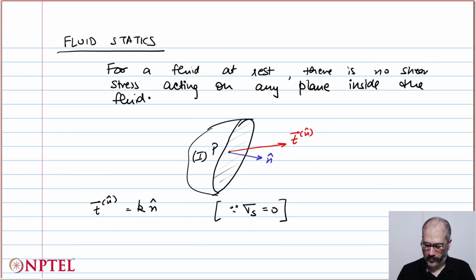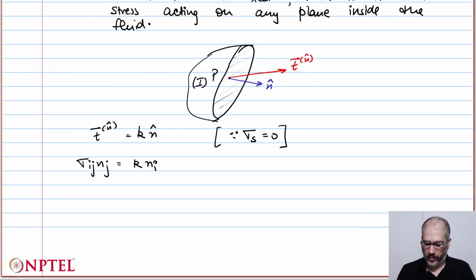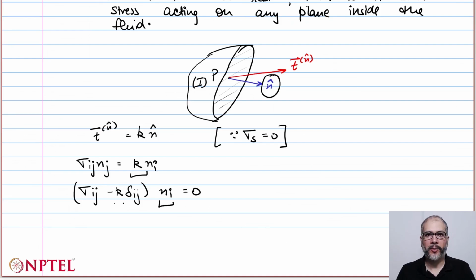And since from the Cauchy stress formula, we can write this as sigma ij n j equals k n i. So this becomes an eigenvalue problem in the sense that we say sigma ij minus k delta ij times n j is 0. So this means that this normal that we've taken here in this figure is an eigendirection, and this k that we have taken here is an eigenvalue for this sigma at the point P. So I'll say eigendirection or a principal direction.